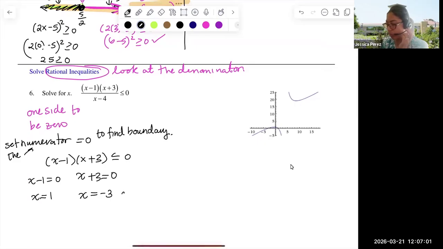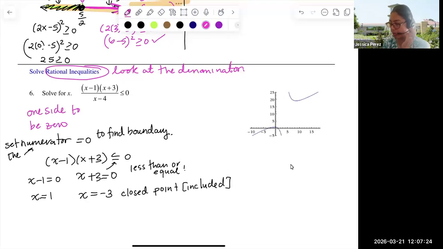Now, these boundary points will be closed. Why closed? Because it contains an equality. It's a less than or equal. Because it contains an equal, I'm going to have a closed point, or they're going to be included. So those boundary points will be included.